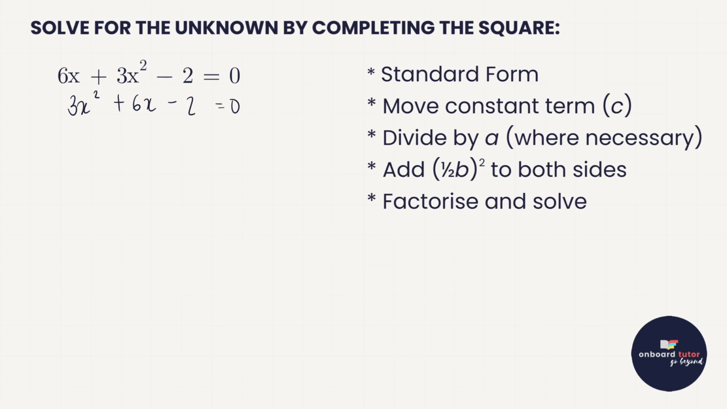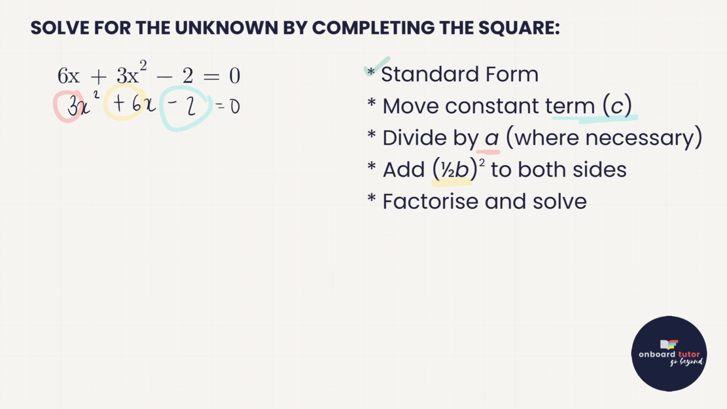The reason we need to do that is because it helps us to identify that we've got an a value, a b value, and a c value that we'll move there when we deal with the constant term. Okay, so if it's not in standard form, things get complex. Alright, so step 1, standard form, we have done that step.